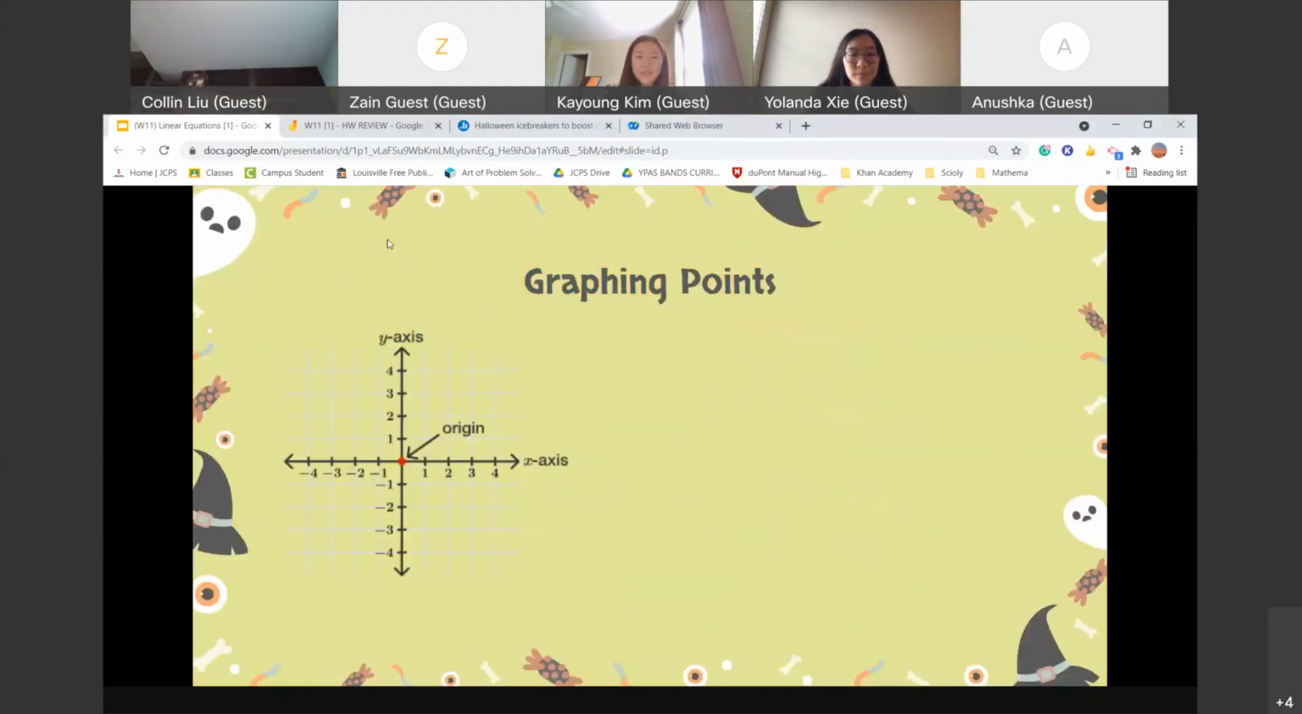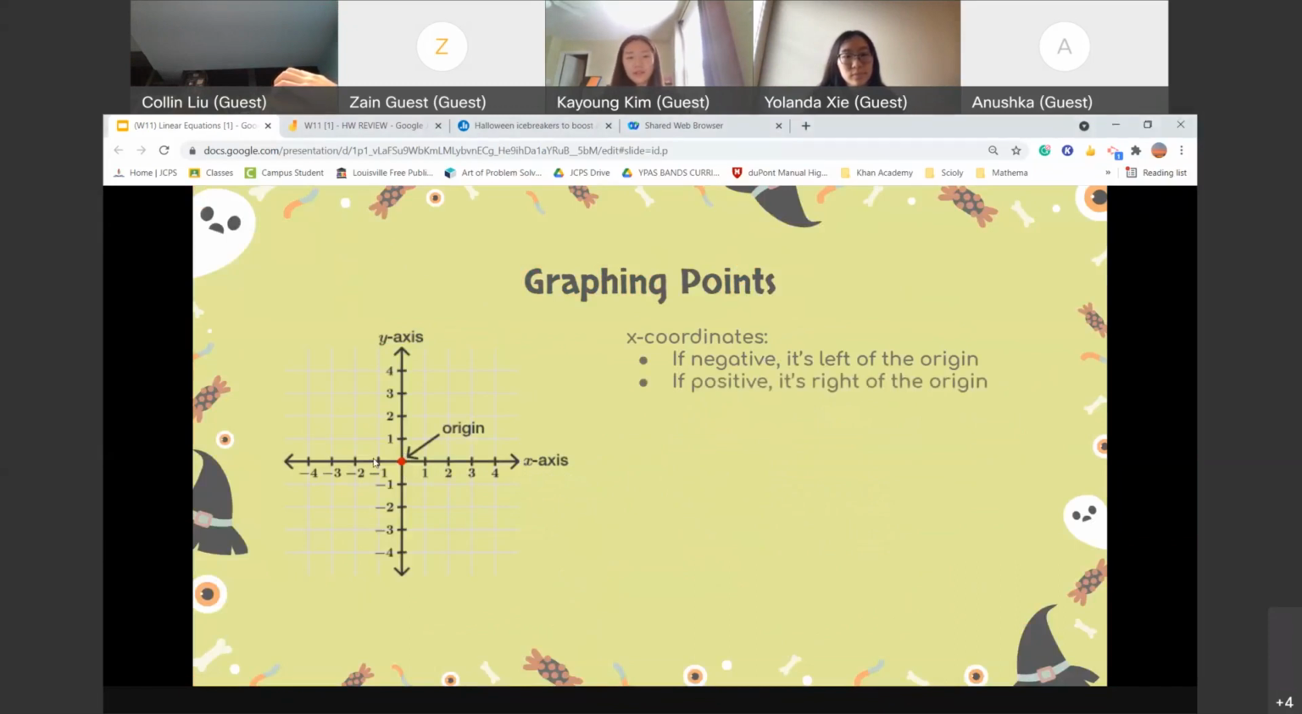Okay. So graphing points. For x coordinates, if it's negative, then it's on the left side of the origin. And the origin is this little red dot you see in the middle. It's at the point 0, 0. It's the middle and the basis of this entire plane. And if the x coordinate is positive, then it's on the right side of the origin. So for example, this point would be negative 2, 0. Since it's negative, it's on the left, right here. Positive 3, 0 is right here. And hopefully this should all be pretty familiar to you.